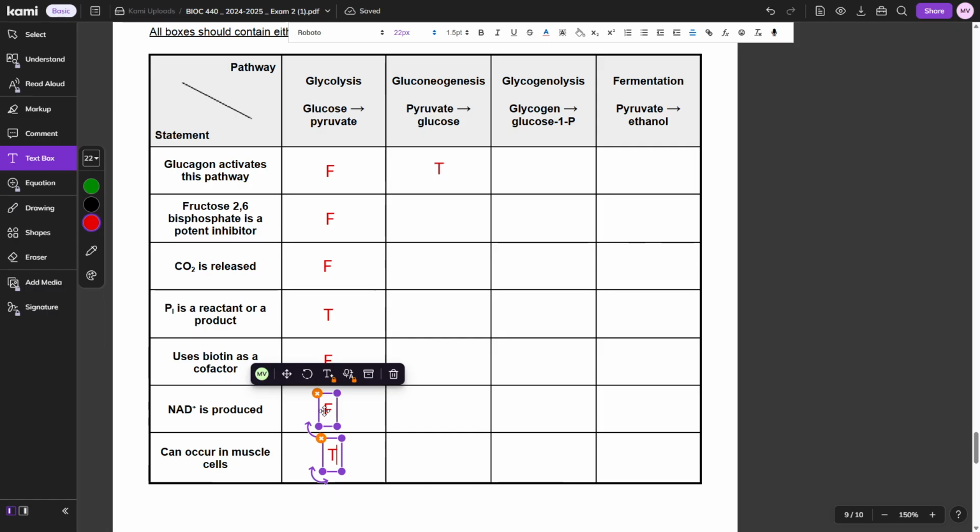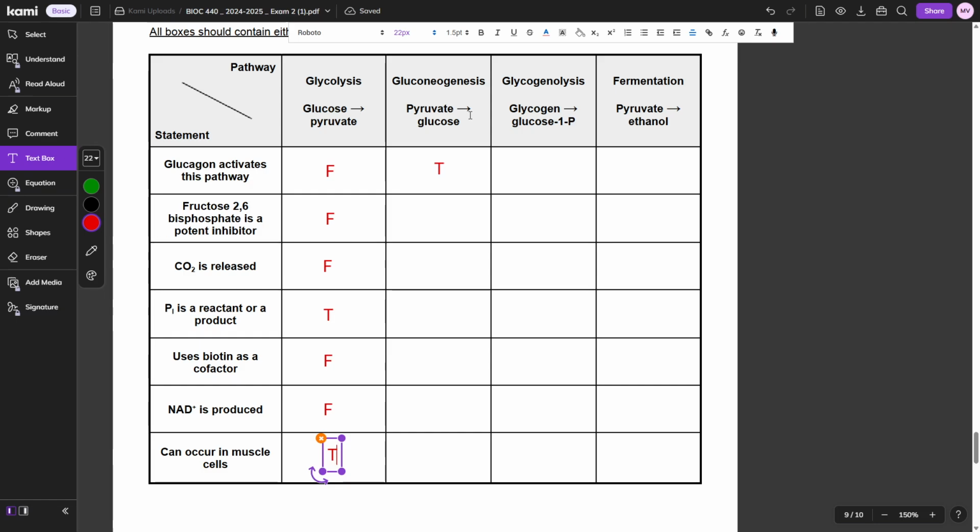Glycolysis? Yeah, it is. But that question is asking NAD plus. Read the question. So you're right, NADH is produced, but the question is asking NAD plus. Okay, now you can move on to gluconeogenesis.